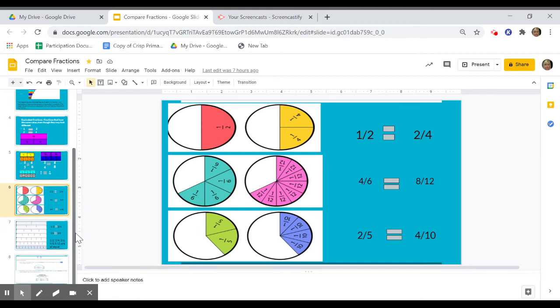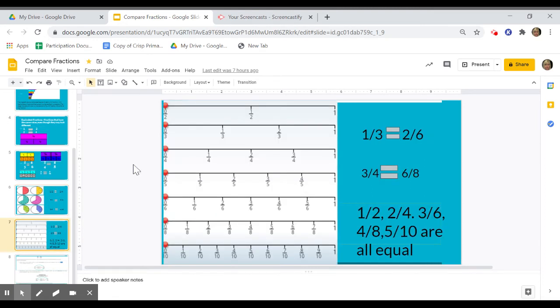So that's representing fractions with circles. Then we talked about number lines. If you look at these, 1/3 is equal to 2/6, because if you find 1/3 on your number line, here's 1/3, and you just go down to your 6 number line, and here's 2/6. Yes, they match up. 1/3 is equivalent to 2/6. Then go to 3/4. Here's 3/4, and 3/4 is equivalent to 6/8. It is at the same point.